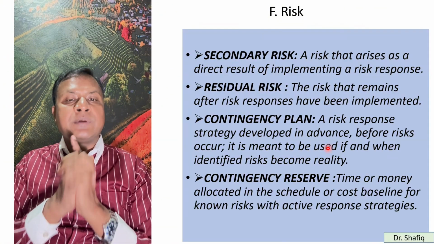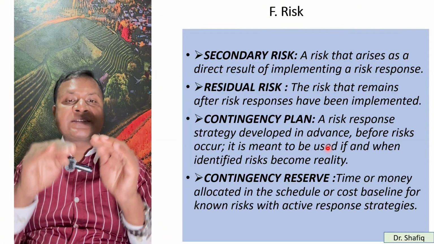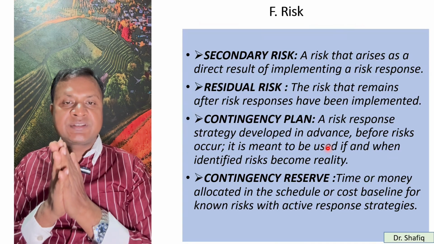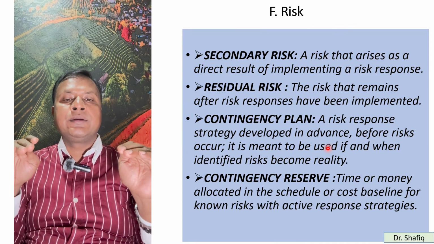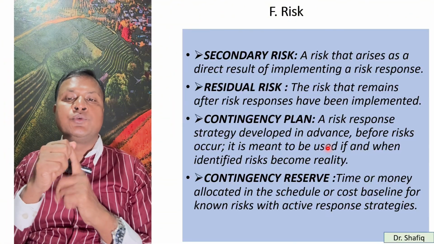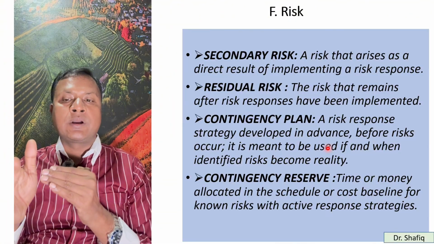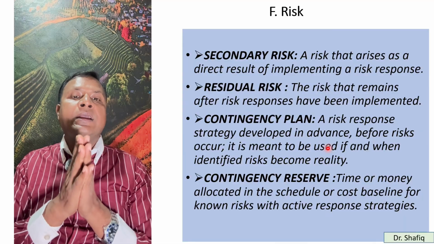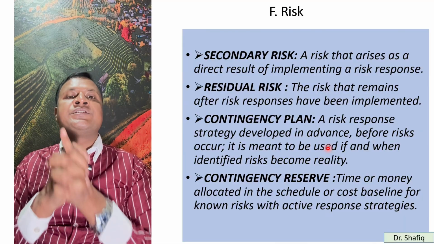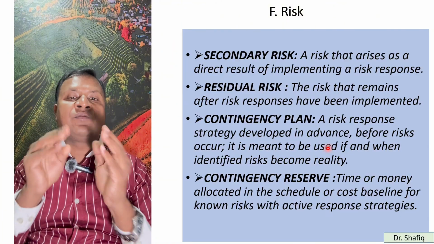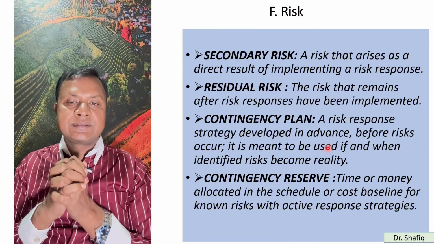So this remaining residual is called residual risk. And what is a contingency plan? For addressing certain known risks, known uncertainties, you have a contingency plan. You have a plan in advance of what will occur and what can be done for that, how to address that. That's called the contingency plan. And contingency reserve is money you are keeping for addressing risk.